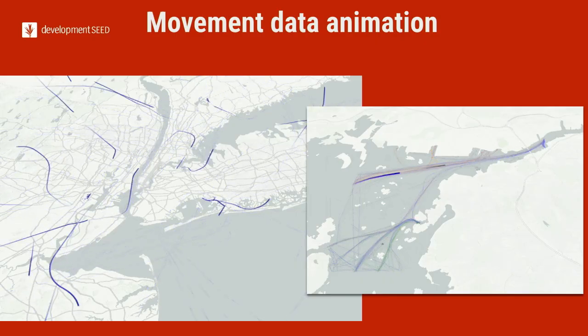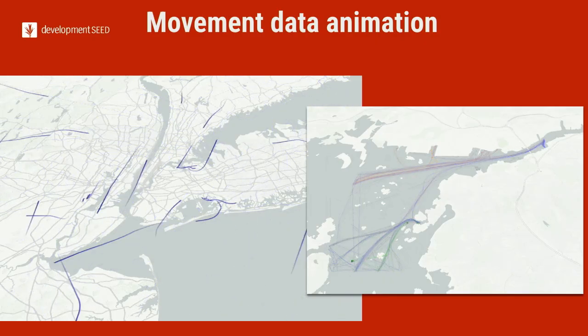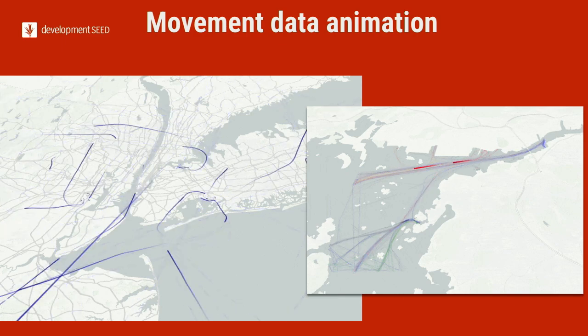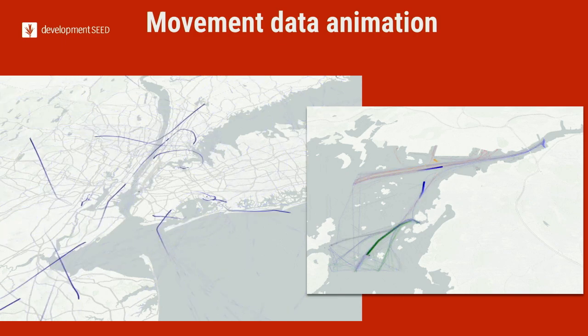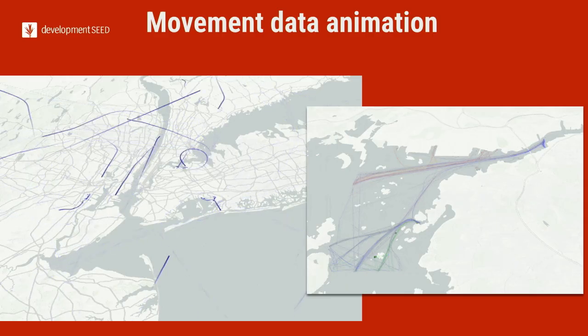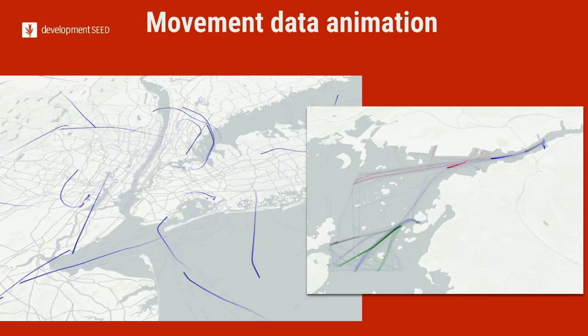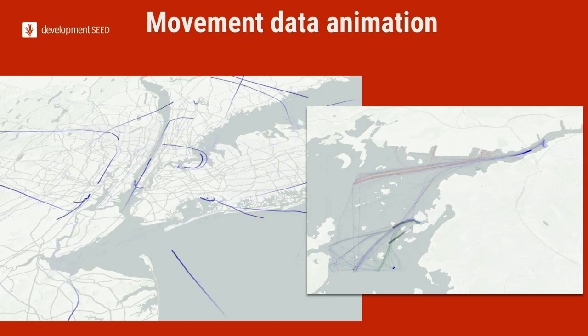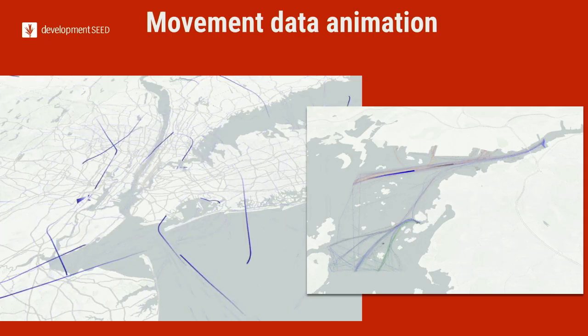There's also a movement data layer in DeckGL that has a connector to MovingPandas. So if you have some sort of trajectory data, you can really easily visualize that, even in an animated sense, in Lonboard.